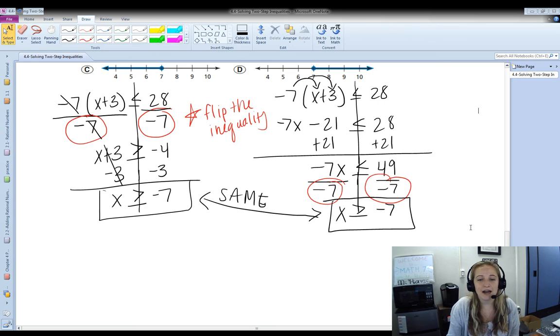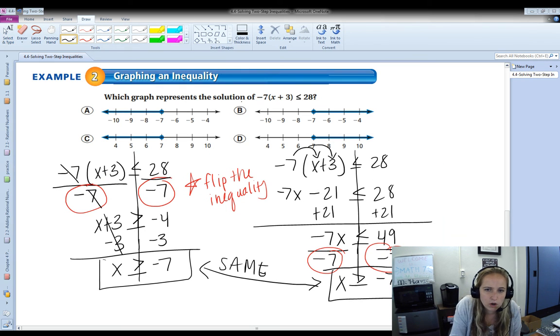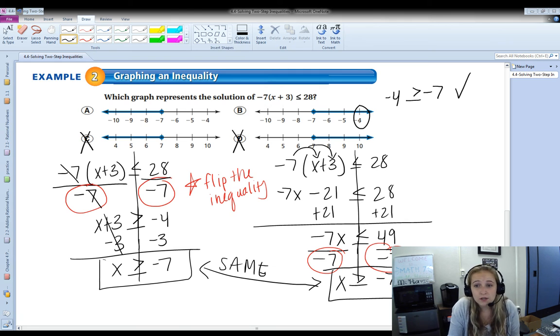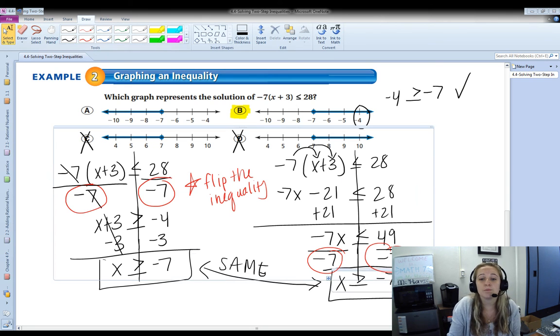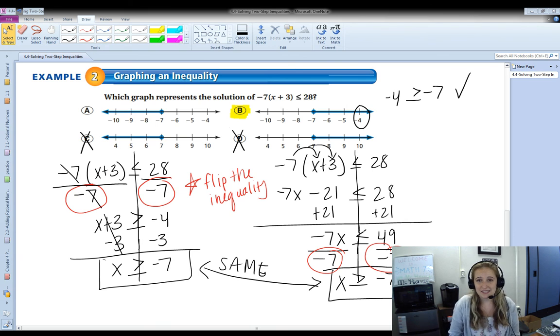So now we need to look at our graph. Okay, our point is going to be at negative 7. So automatically I can take this one off because this is a positive 7. And this is also a positive 7. So I know it's not C or D. So I know it's going to be this one or this one. Okay. So the circle is going to be closed in. So it says x is greater than or equal to negative 7. Greater than. So if we plug in negative 4, is negative 4 greater than or equal to negative 7? That is true. Our greater numbers are going to the right. So our shading should be to the right, which is represented in B. So B is our answer for this example.